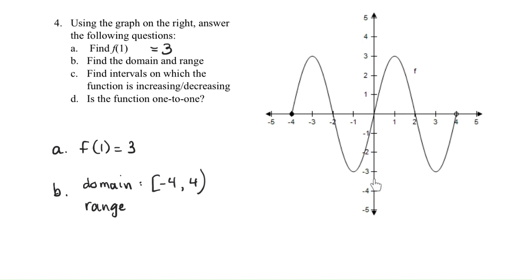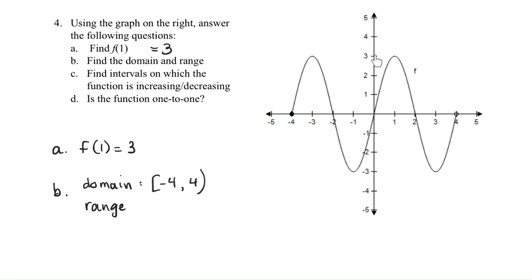Now the range, we're going to look on the y-axis because the range is the set of all possible outputs, or y values. There aren't any y values on the graph that are higher than +3, nor are there any y values on the graph that are lower than -3. So -3 is the lowest bound all the way up to +3, which is the upper bound.